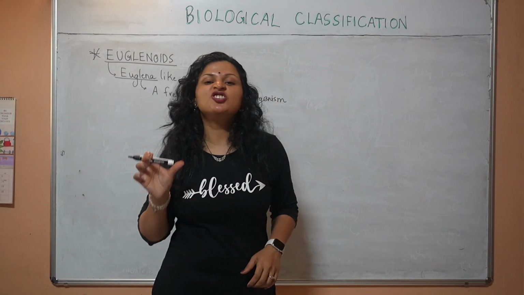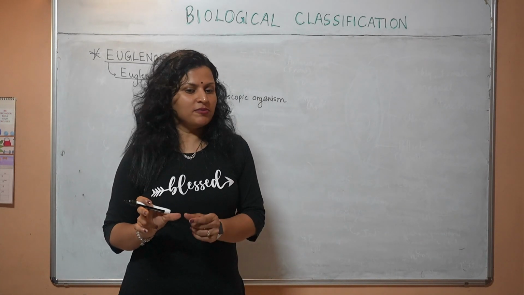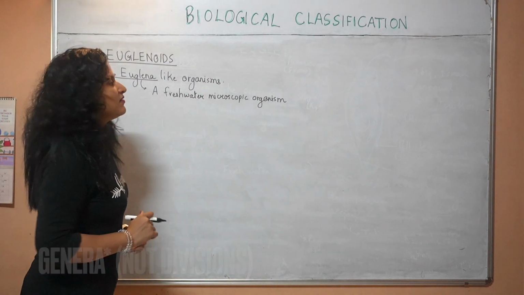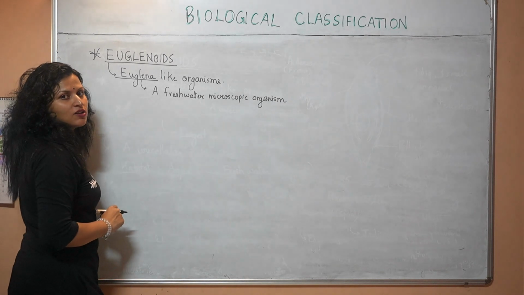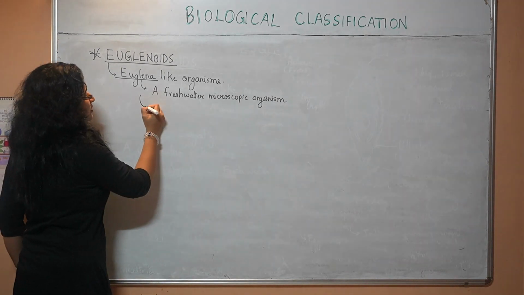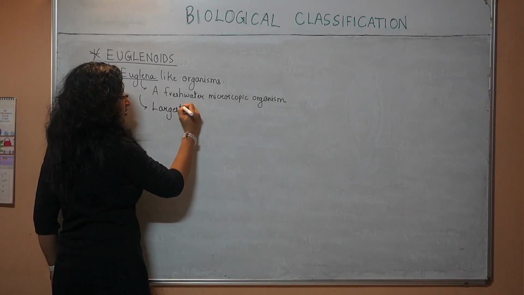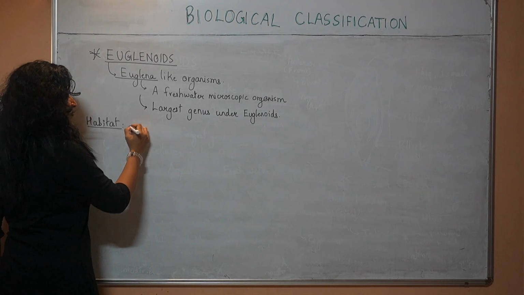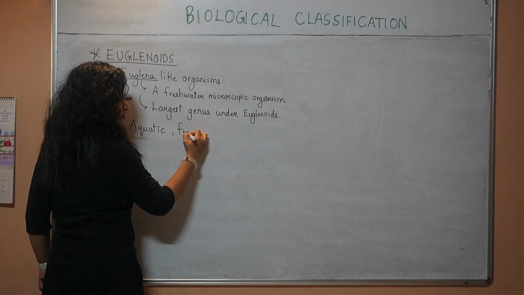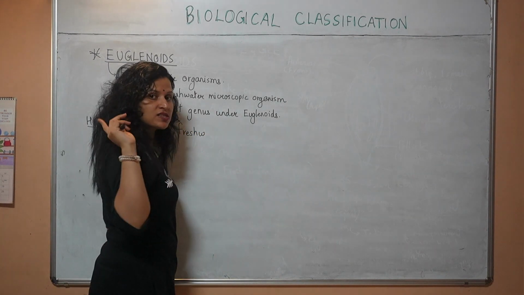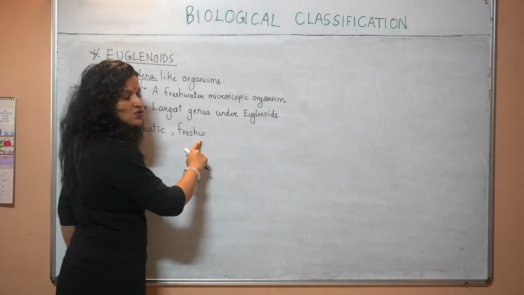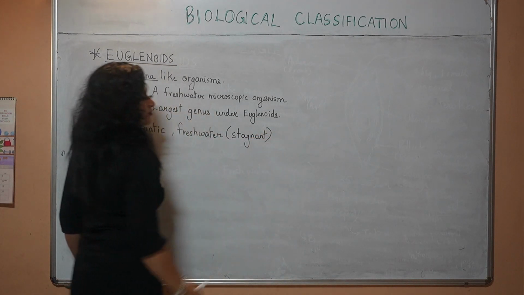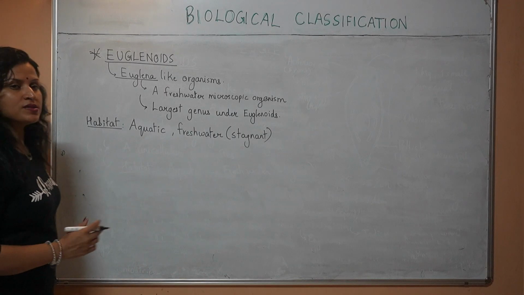Euglena is the biggest genus under this division, and there are other smaller divisions which are similar to euglena, and therefore these are collectively called euglenoids or euglena-like organisms, right? You can say it is the largest genus under euglenoids. Habitat: its habitat is mainly aquatic, freshwater only, not marine. Dinoflagellates were exclusively marine. These are exclusively freshwater beings, and that too stagnant water bodies, not running, like a pond or lake.